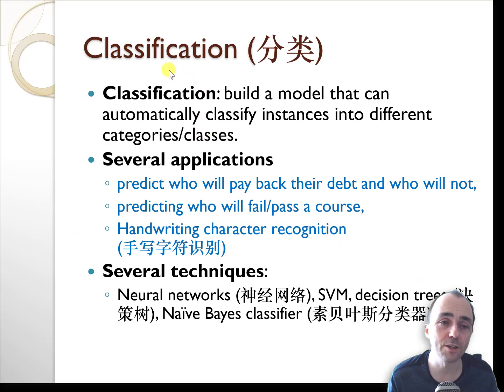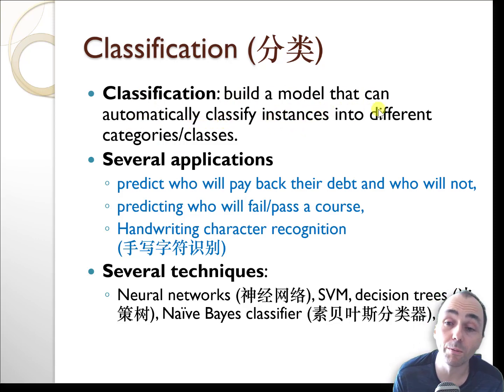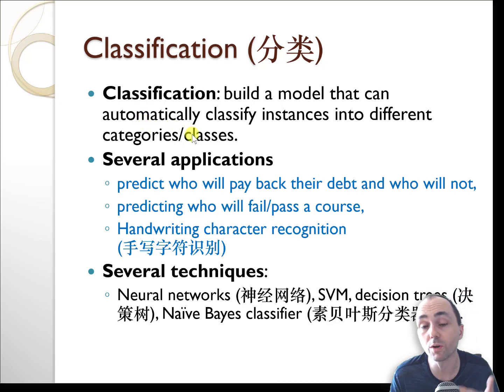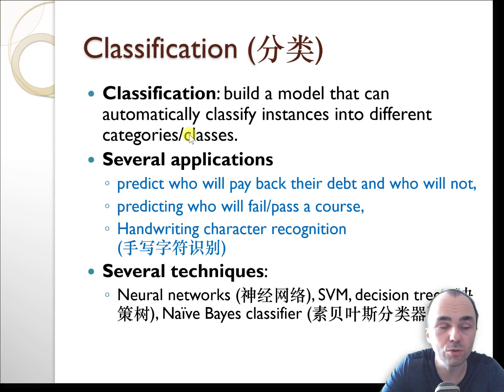Another popular task is called classification. Classification is related to clustering, but it is different. The idea in classification is that you want to build a model that will help us classify some objects or people into different categories, or what we call classes. For example, you have a lot of customers in a bank and you want to predict which customer will pay back the money or will not pay back the money. So it is as if you have two categories or classes. One class is the people who pay back, and another class is the people who will not pay back.